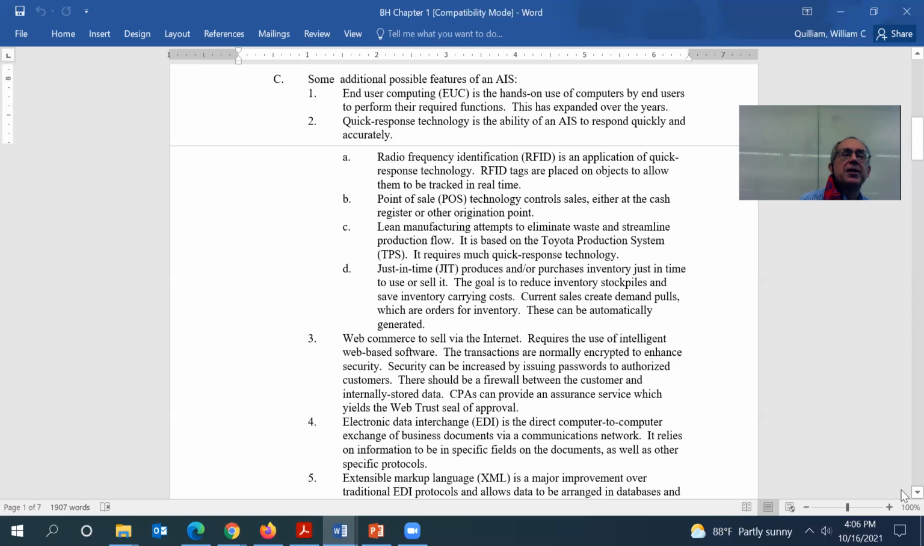Then just in time produces and/or purchases inventory just in time to use it or sell it. The goal is to reduce inventory stockpiles and save inventory carrying costs because we have less inventory. Current sales create so-called demand pulls, which are orders for inventory. So it all starts with the end consumer, and then we subordinate everything else to that. And these can be automatically generated. So the end consumer says, I want to buy something. That generates demand pulls right back to raw materials. Here's how much raw material we need right now to meet this order.